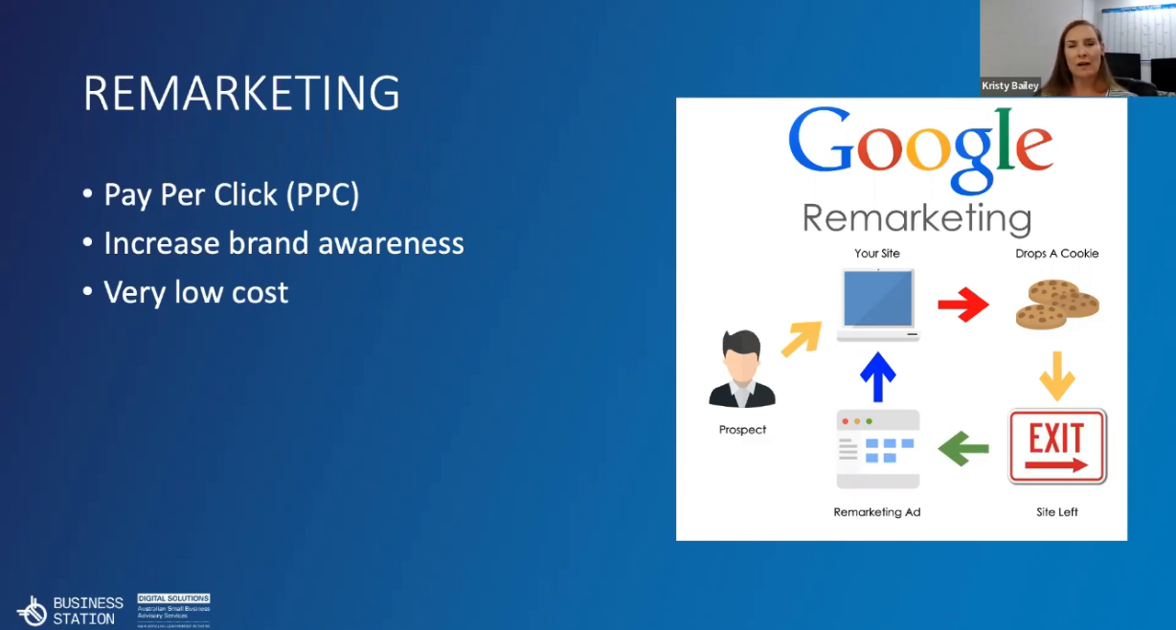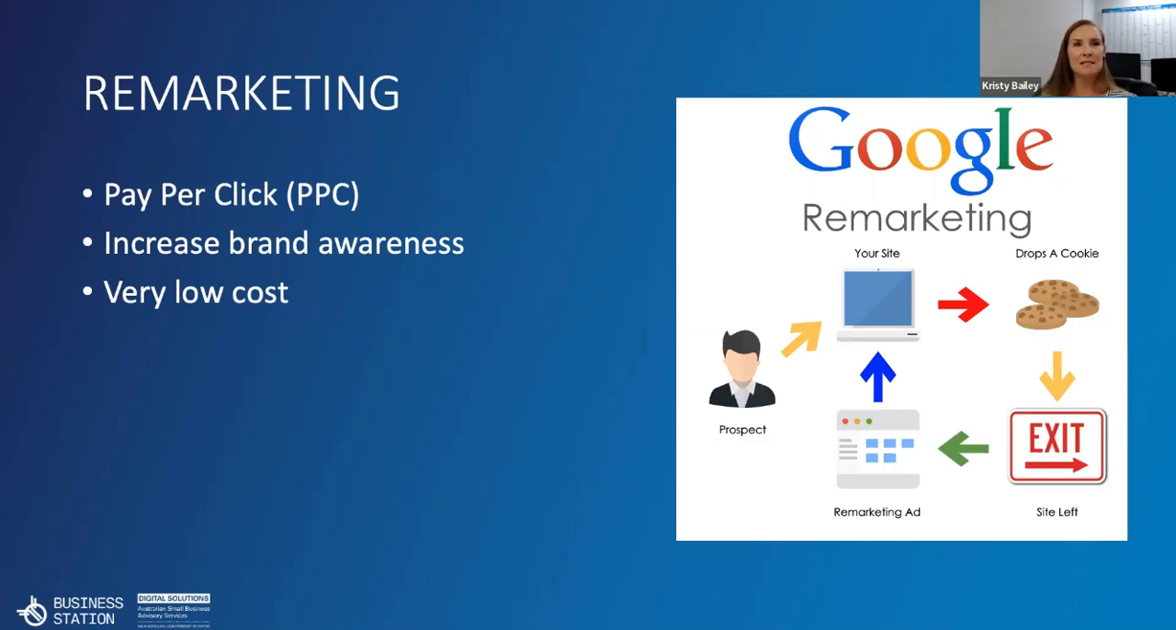So SEO is ranking organically, obviously, and SEM or search engine marketing is where you set up your advertising, you pay per click, and the most common is Google AdWords. Or Google Ads, it's now called. They've recently rebranded. But remarketing is part of the Google Ads area. It's essentially increasing your brand awareness and influencing conversions, and it's a very, very low cost.